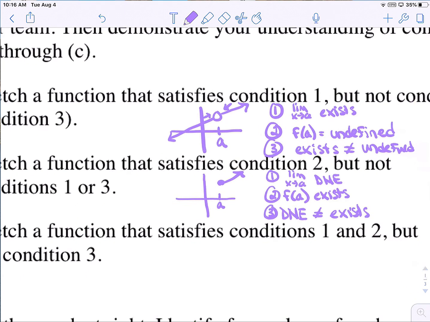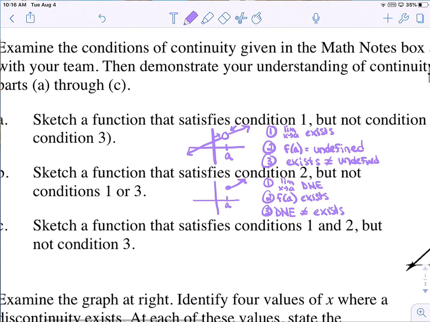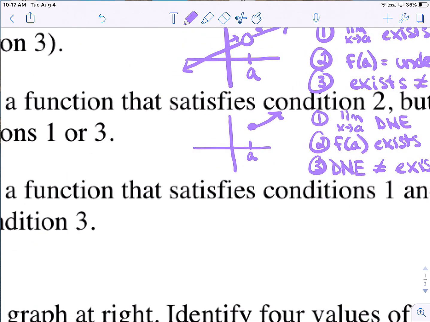Okay, and finally, sketch a function that satisfies conditions 1 and 2, but not condition 3. So the limit exists, the point exists, but they're not the same. We saw an example of that also in the first video. I'm going to put a on that side now, just to say that it doesn't have to be positive all the time. Here's the example I love the most.